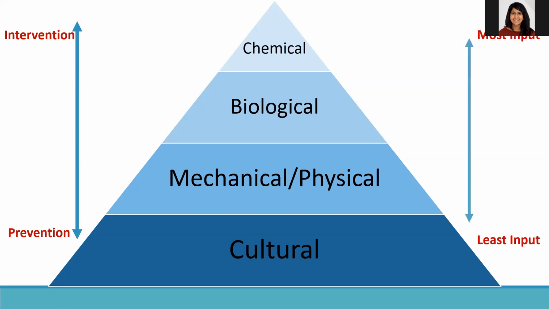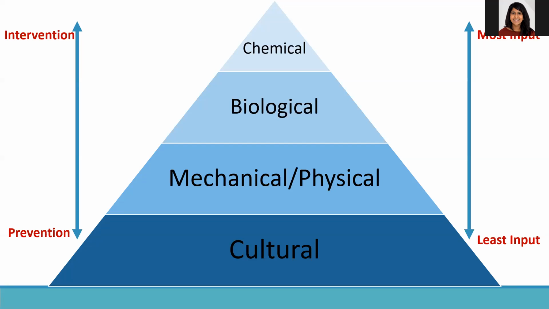So in turn, the bottom of the pyramid has the least amount of input, and you have more and more input as you move up. So the goal for IPM is to start with the most preventative strategies that have the least amount of input, and then increase both intervention and input to address the problem in a systematic way. So we want to stay near the base of the pyramid as much as possible. And this is sort of the methodology of IPM, that we start with these cultural preventative methods, and then we will move up if we have to increase the intensity of our management.